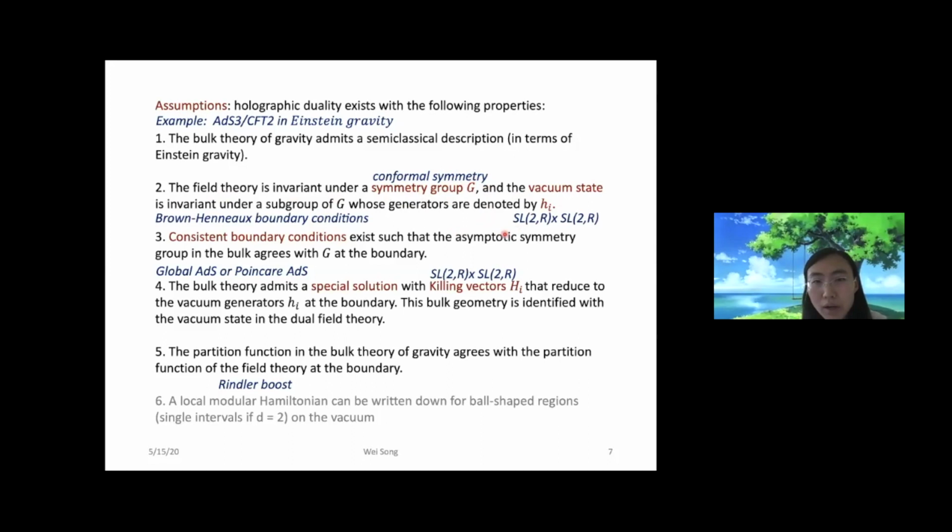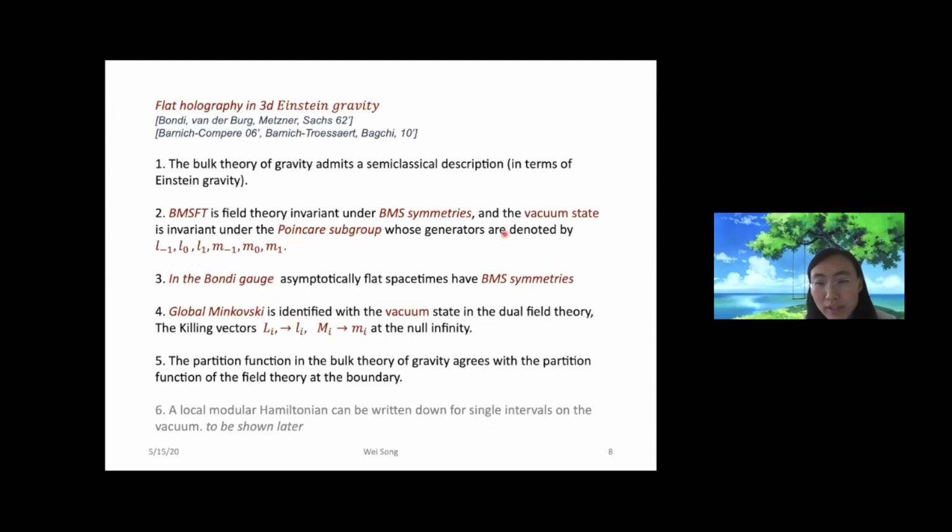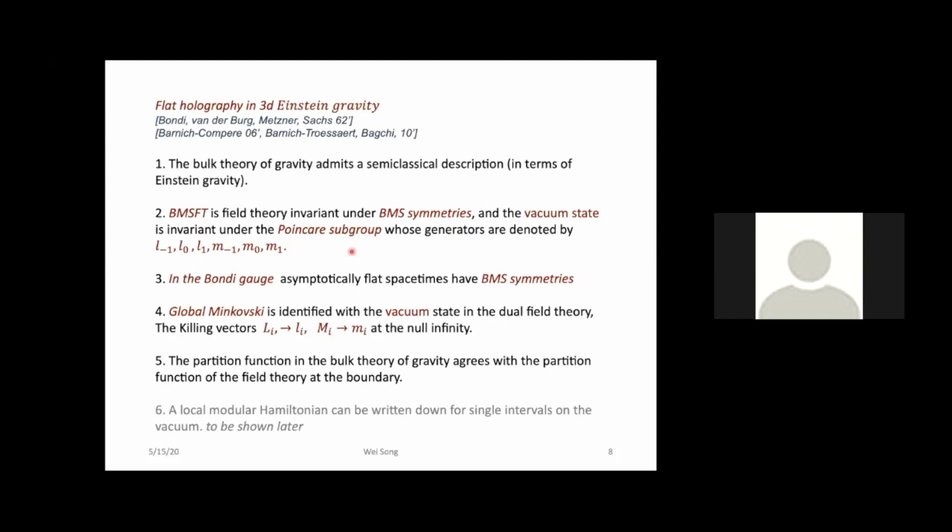In this setup of flat holography, the field theory would be a two-dimensional field theory that is invariant under the BMS transformations, and the vacuum is invariant under the Poincaré group. Oh, I see. So it's like the global part of the BMS. The global part, yes. Like the CFT vacuum is invariant under the global part of the 2D conformal symmetry. Yes, that's the analog. I see. Thank you.